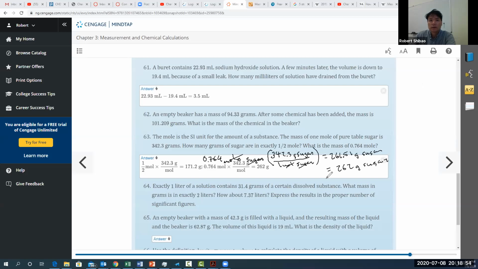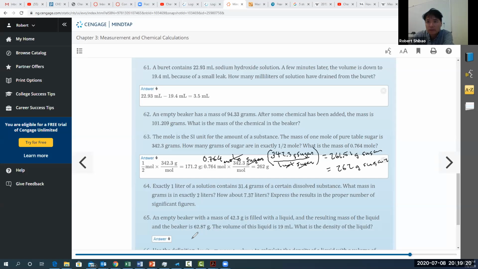Okay, let's move on here. An empty beaker with a mass of 42.3 grams is filled with liquid, and the resulting mass of the liquid in the beaker is 62.87 grams. The volume of the liquid is 19 milliliters. What is the density of the liquid? So in this case, this is kind of an algebra style problem, because we have to know what is the density. Density is a mass to volume ratio.